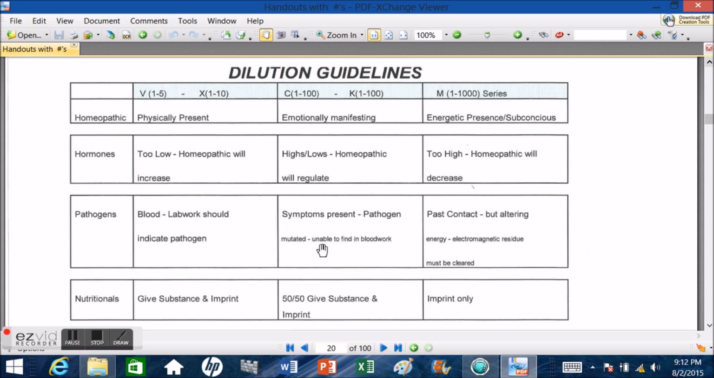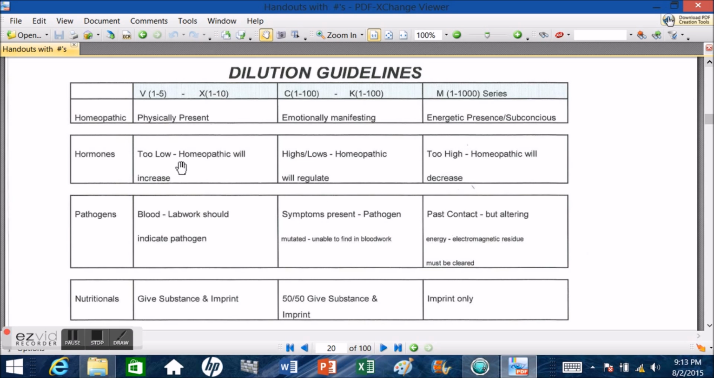Now, if it was let's say 100C, they're usually still going to have symptoms present, but usually the pathogen will have mutated and they wouldn't be able to find it in blood work. It's a possibility they could, but not necessarily. And then let's say if it was a strep and it was 1000CM, then the physical pathogen is not there, but the energetic residue is causing an imbalance in the body. So we would want to, of course, imprint to take care of the energetic imbalance there.